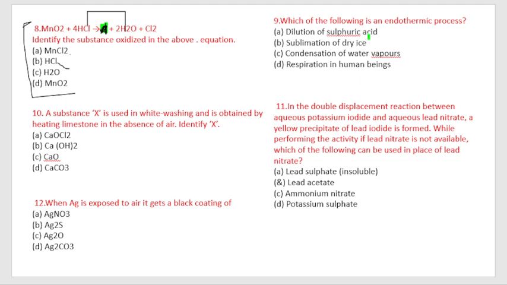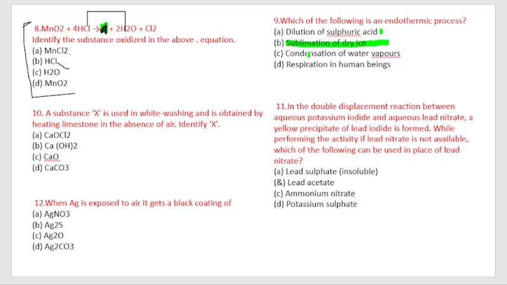Dilution of sulfuric acid, dilution of acid or base. In all those cases, as we have seen in the previous question also, heat energy will be released. So this is an exothermic reaction. Sublimation of dry ice. For sublimation, the substance will be converted from solid to gas. So in order to convert from solid to gas, energy is required, is it? So energy will be absorbed here. Sublimation will be the answer, is it? So this is an endothermic process.